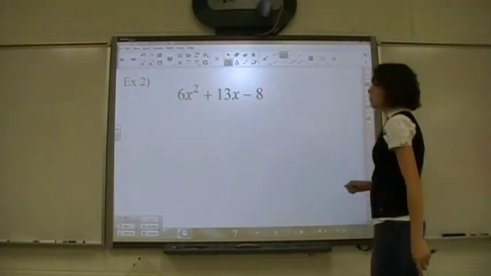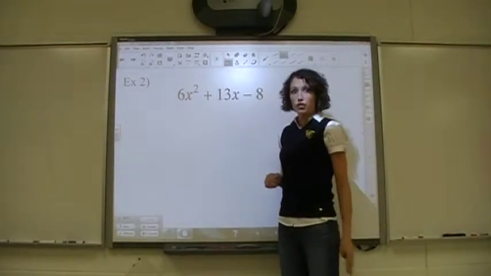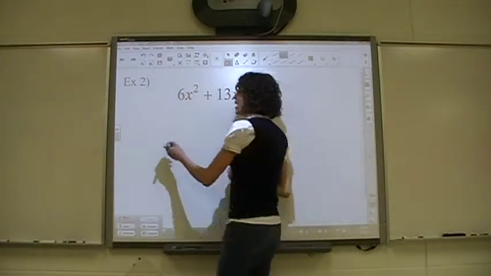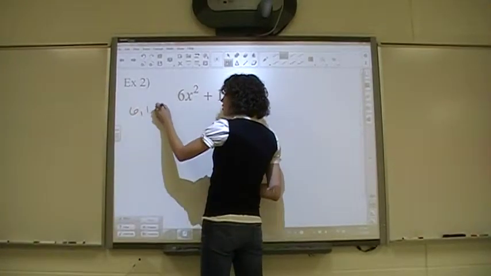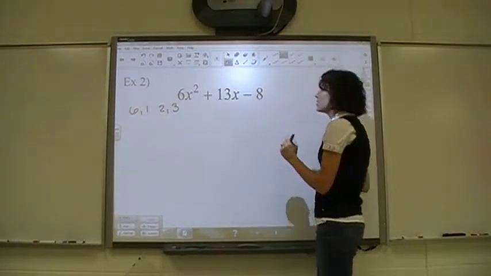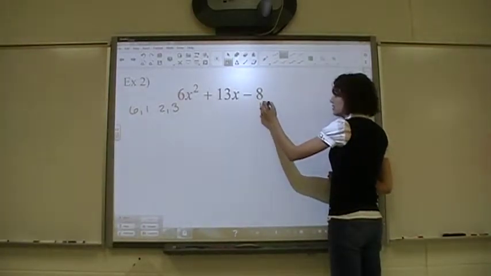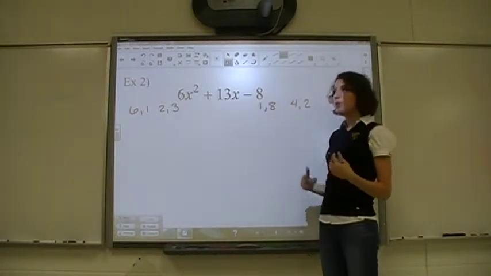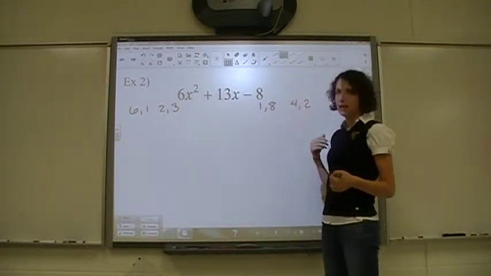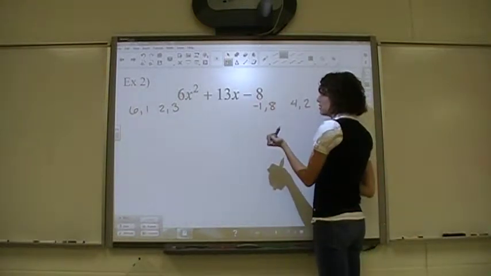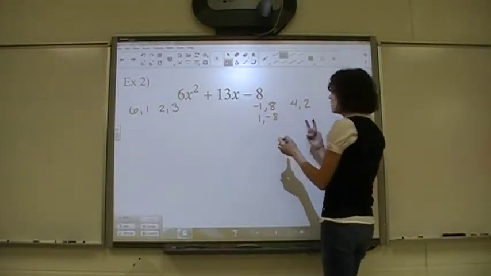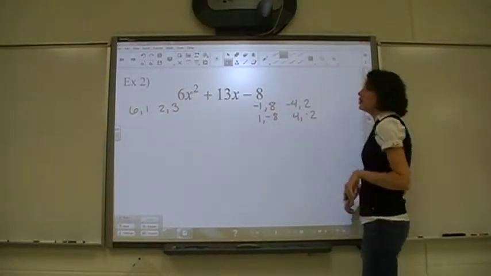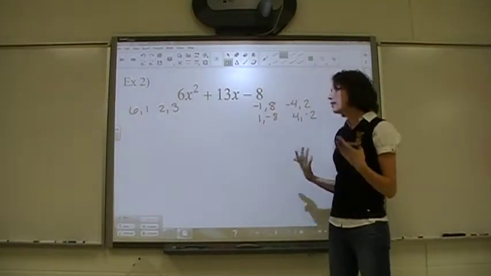Now let's look at another example. This one is a little bit harder to do by guess and check because 6 is not prime and neither is 8. So 6 can have different factors of 6 and 1. You can also have 2 and 3. Same with 8. You can have 1 and 8, and you can also have 4 and 2. Also, 8 is negative, so one of these numbers is going to have to be negative. So you might have -1 and +8, +1 and -8, or you would have -4 and +2, or 4 and -2. So it gets a little bit crazy with this.